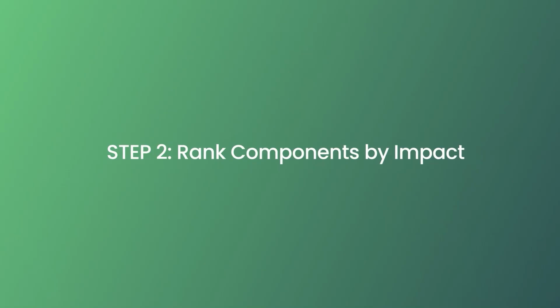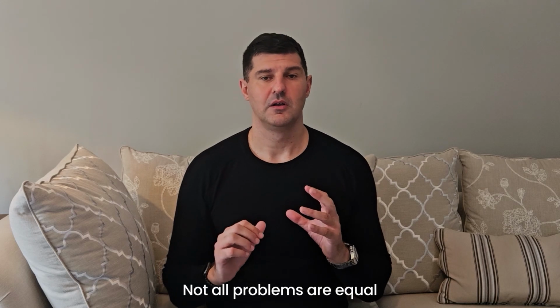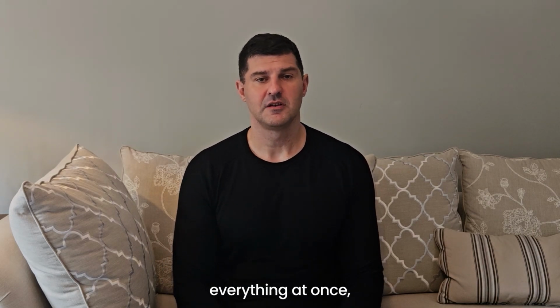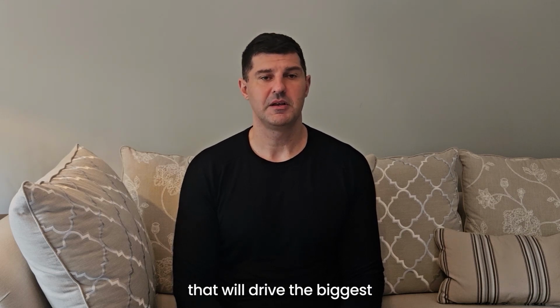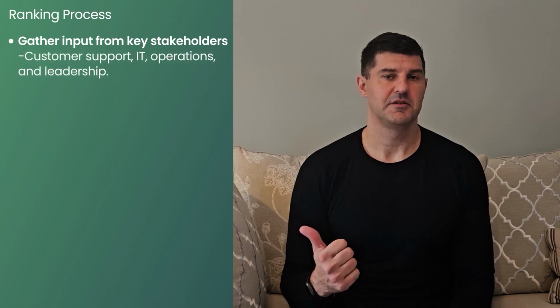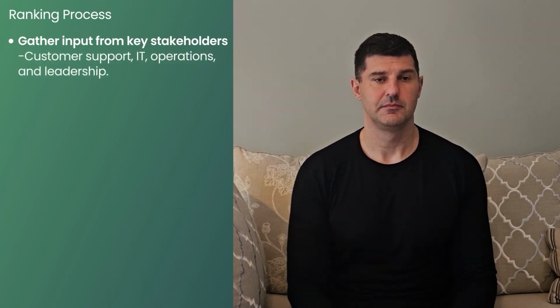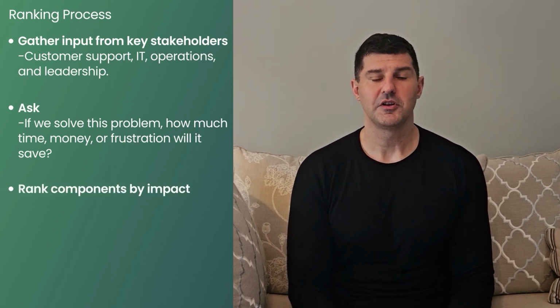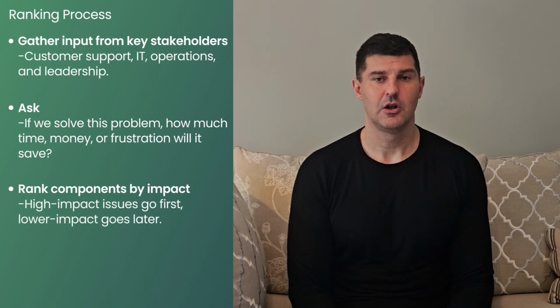Step 2, rank components by impact. Now that we have broken the problem down into manageable components, the next step is to prioritize them based on impact. Not all problems are equal. Some deliver bigger wins than the others. Instead of tackling everything at once, focus on the areas that will drive the biggest improvement first. Gather input from all key stakeholders: customer support, IT operations, and leadership. Ask, if we solve the problem, how much time, money, or frustration will it save? Rank components by impact. High impact issues go first, lower impact goes later.